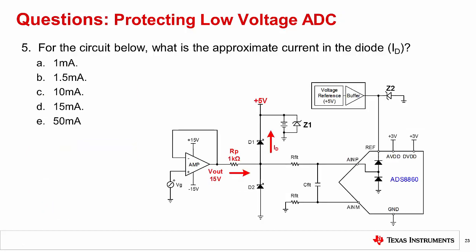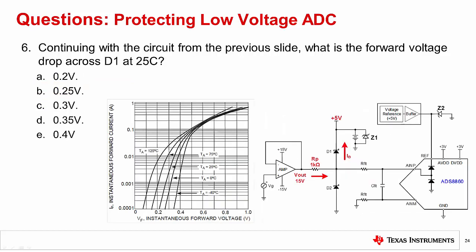Question 5. For the circuit below, what is the approximate current in the diode ID? The correct answer is C, 10 milliamps. Subtracting the diode drop in the 5-volt supply from the 15-volt amplifier output yields 9.7 volts. 9.7 volts divided by the 1 kilo-ohm resistance is 9.7 milliamps. The best answer is 10 milliamps.